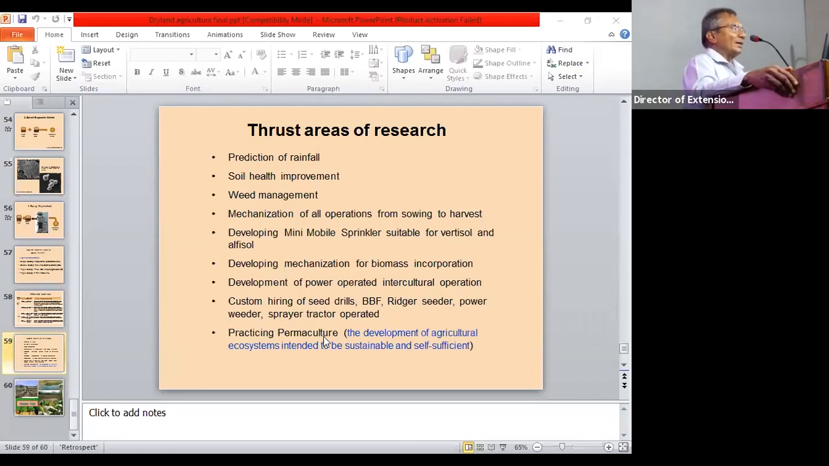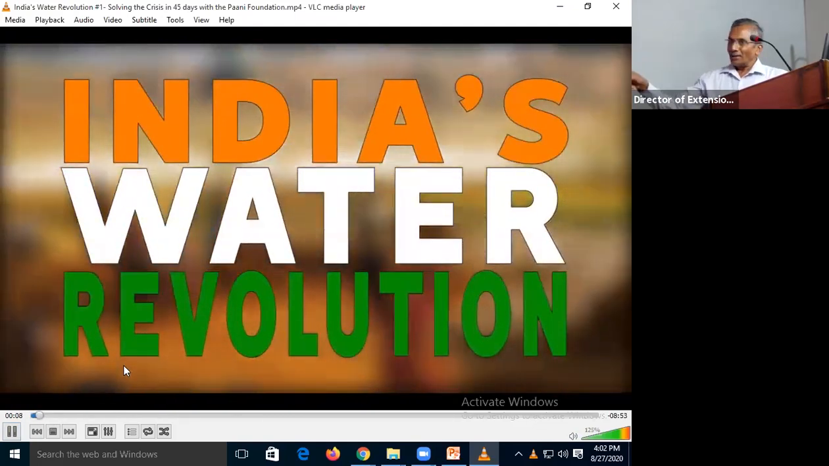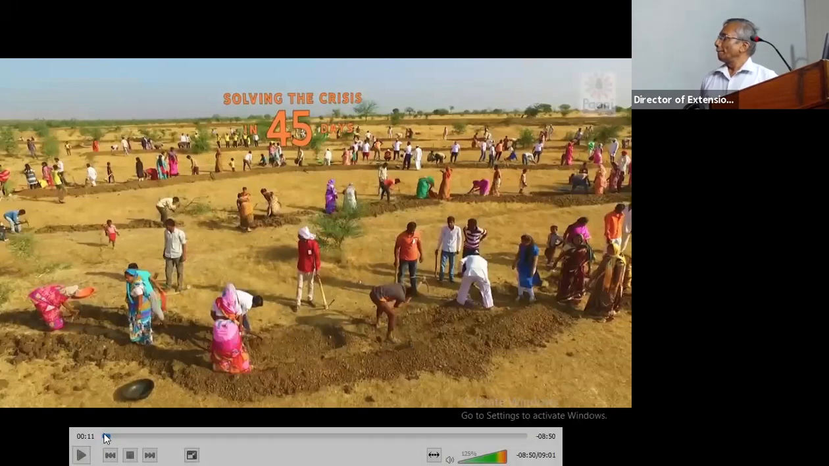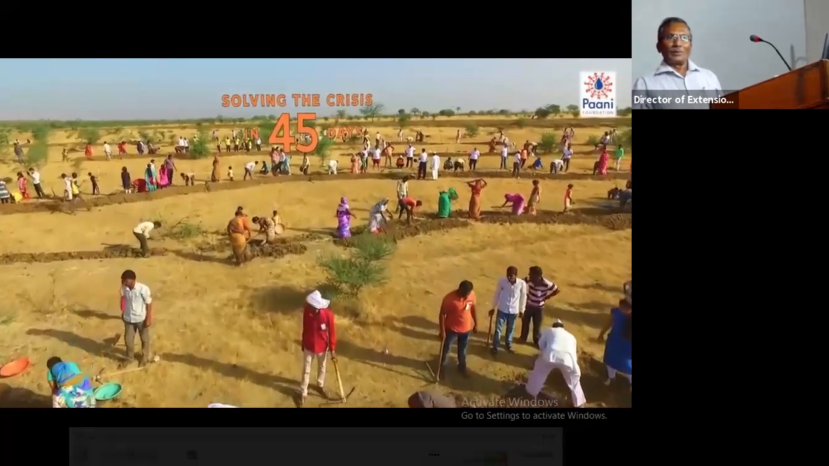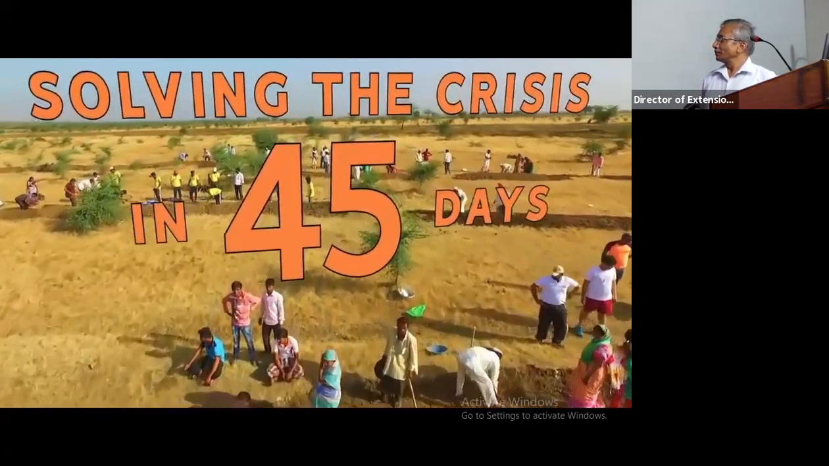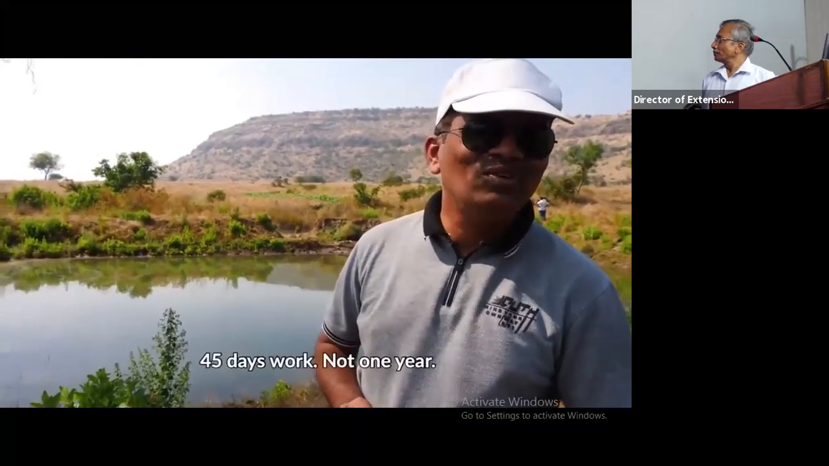So it's working wonderfully, and all the dry farming areas are converted to fertile, watered land. In this one, last year these villages were facing a drinking water problem, scarcity of drinking water. Now you can see the ample water, in just 1 year. Just 45 days of work, not 1 year.